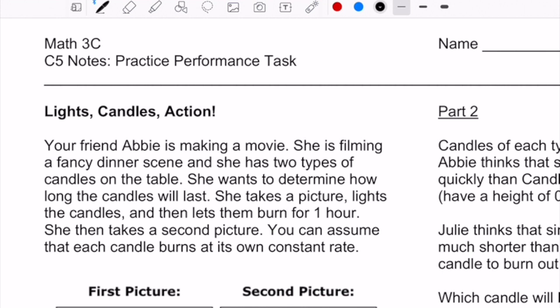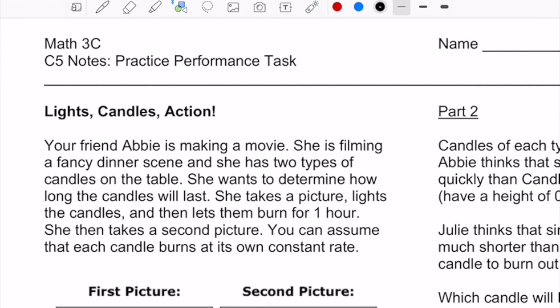Hi everyone. So in the C5 notes for today, we're going to be going through a practice performance task and answering all 6 parts of the performance task together. As a part of answering each question, we're also going to go over the scoring rubric for that part of the question to talk about what kind of things you want to make sure you would include in your response.